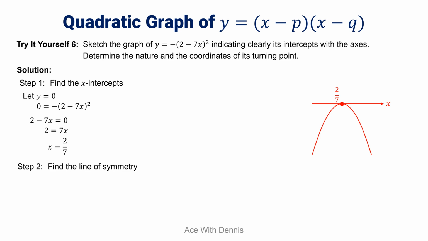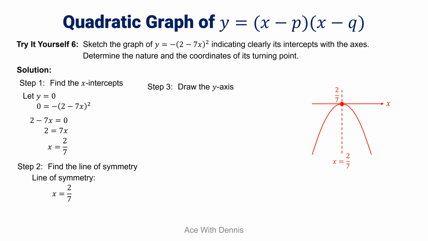Step number 2, we find the line of symmetry. So this dotted line is the line of symmetry and passes through the point 2 over 7. Hence, the equation of this line of symmetry is x equals 2 over 7.